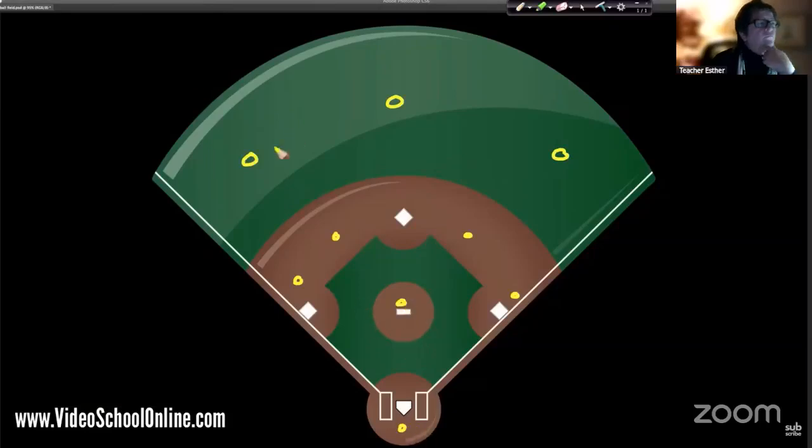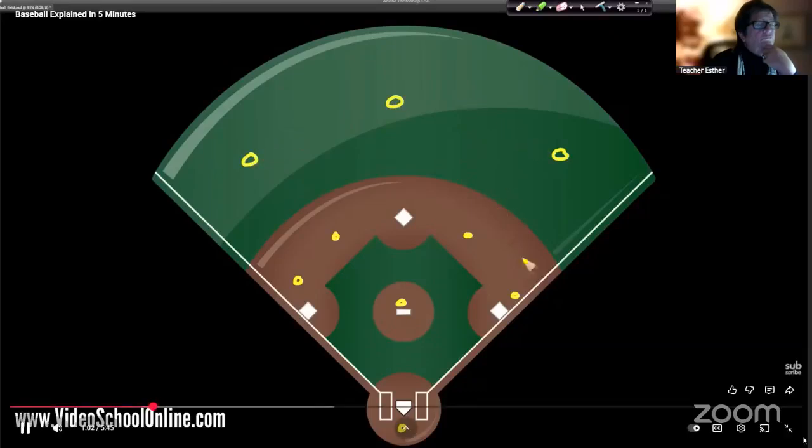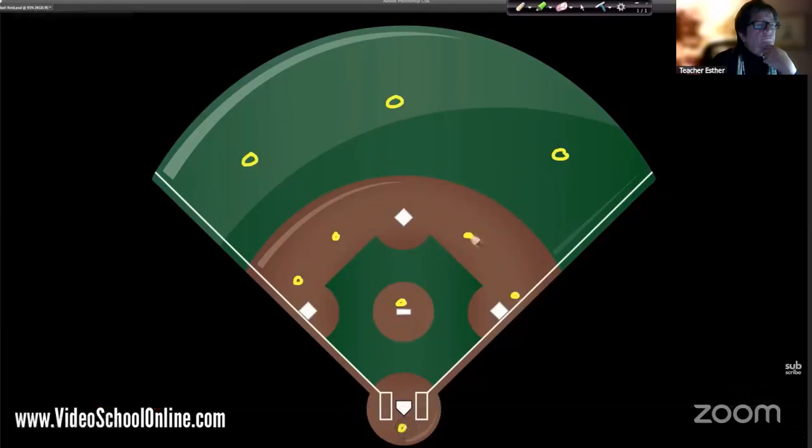You have your outfielders in the outfield, left field, center field, right field. Then you have your players in the infield. So first base, second base, third base, and shortstop in the middle between third base and second base. So that's another good point, is that this is first base, this is second base, this is third base, and this is home plate. Okay? So now that's the defense.